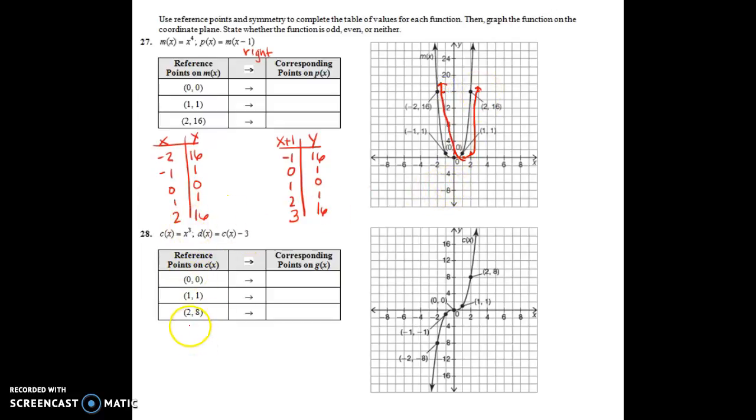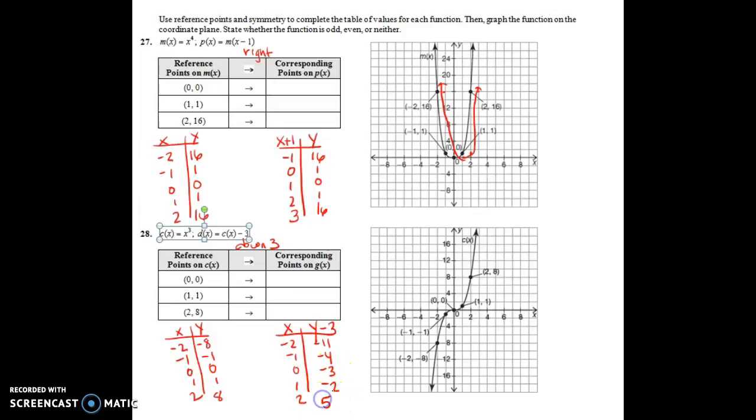Here, this is a cubic function. Again, cubic function, when we wrote our reference table, -2 to +2, we were cubing it. So this gave us the -8, the -1, the 0, the 1, and the 8, as we see on the graph. This one just tells us that we're moving down 3. So in our corresponding table, x's are not changing, the y's are just going down by 3. So -2, -1, 0, 1, and 2, down by 3, -11, -4, -3, -2, and +5. So it's again going to your graph and just shifting everything down 3.